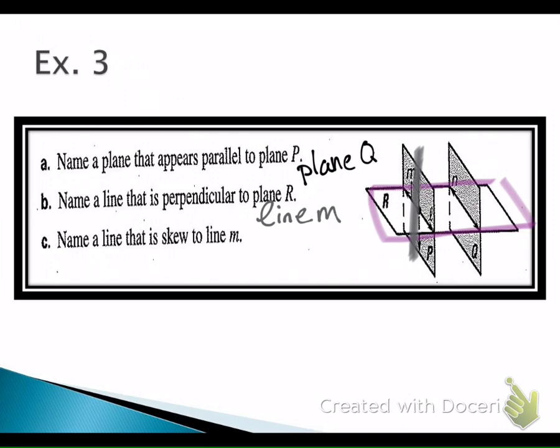And then number 3, so I just highlighted line M in gray so you can see that one. Name a line that's skewed to line M. Line N, it's way over here, not going the same direction, not on the same plane, never going to intersect. Perfect. Line N. What questions do you have?